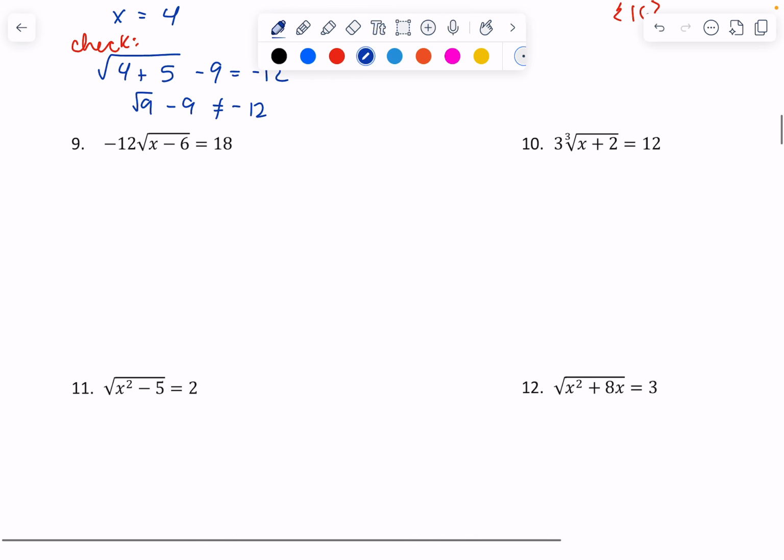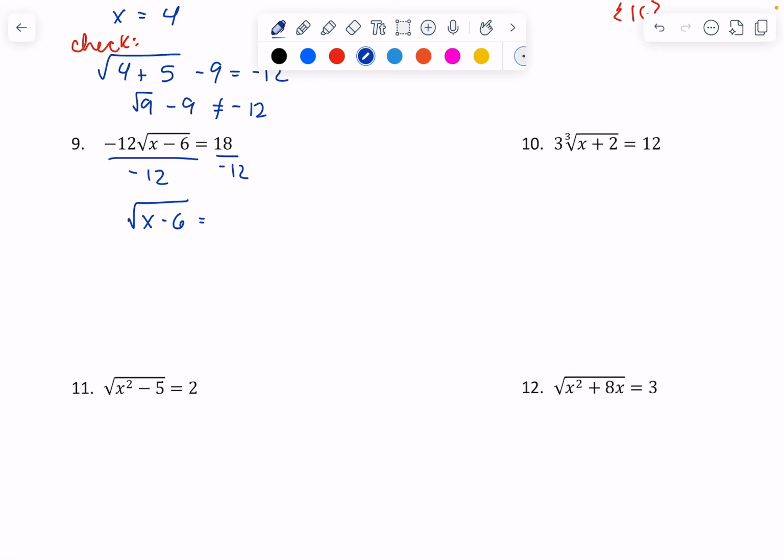Divide both sides by -12. That gives you the square root of x minus 6 equals -3/2. Again, you could stop here and say no solution because of the fact that the square root equals a negative number, but if you were to keep going, you'll find that you just get an extraneous solution.